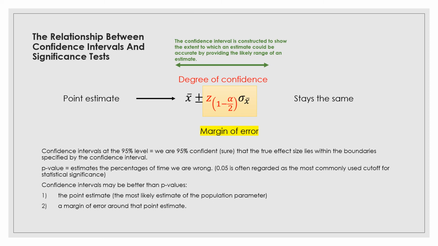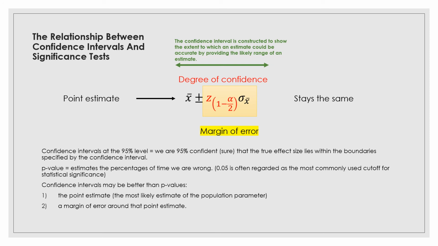The standard practice is to construct confidence interval at the 95% level. This means that we are 95% sure or confident that the true effect size lies within the boundaries specified by the confidence interval. These correspond to p-values, which estimate the percentages of time we are wrong. And 0.05 is often regarded as the most commonly used cutoff for statistical significance.